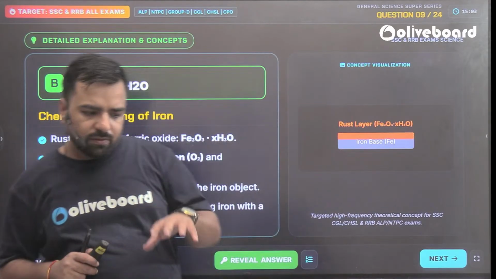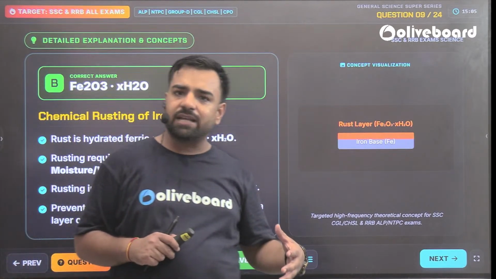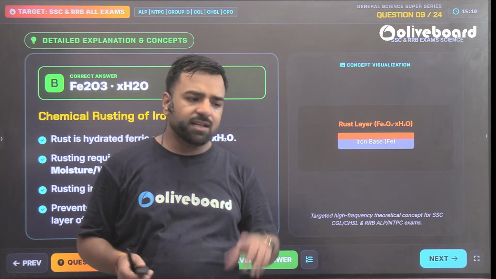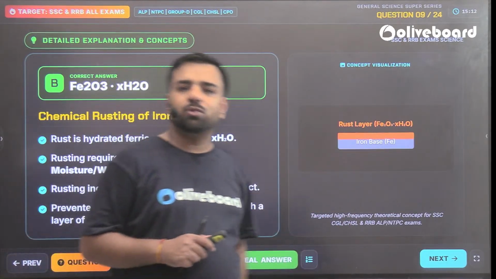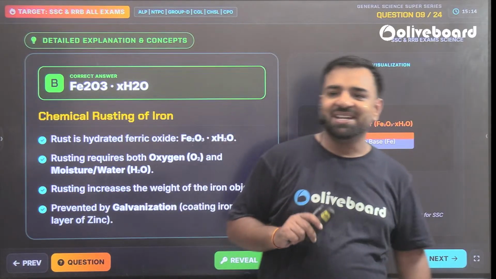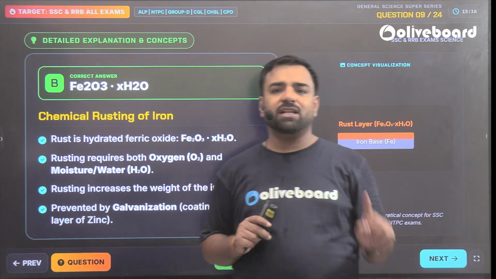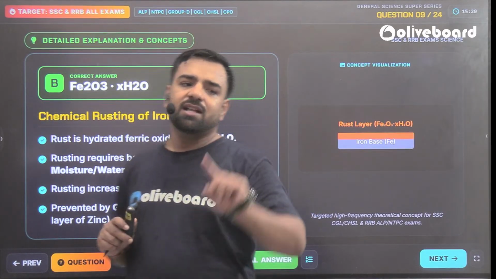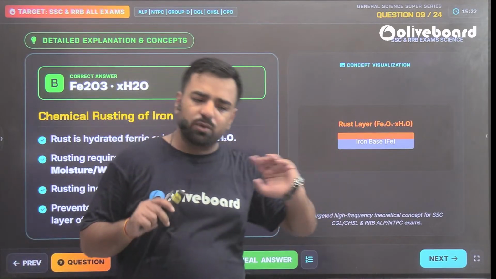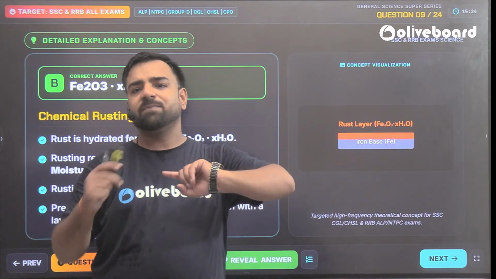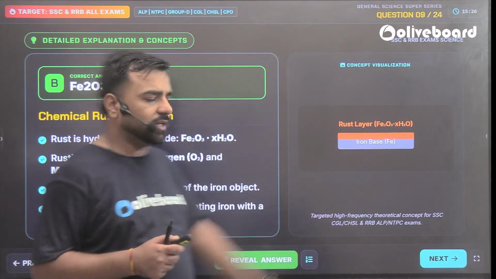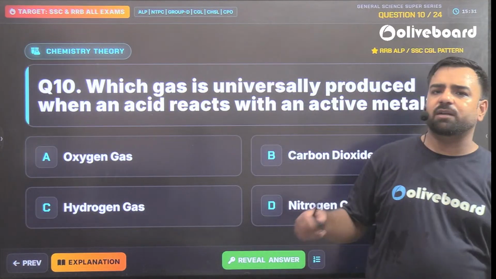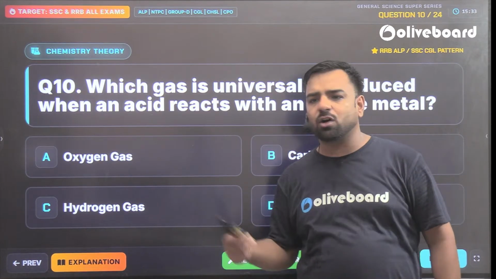In order to prevent rusting in iron, we can go with galvanization. What is galvanization? That is the coating of zinc. This question was asked in RRB ALP 2018, the examination which I corrected actually. It was in RRB JE 2018, and in RRB JE 2019 as well. It was asked in RRB Group D as well. So this question has been repeatedly asked in the railways examination. You must remember this. So rusting can be prevented by galvanization, by painting, by oiling, by greasing and all.